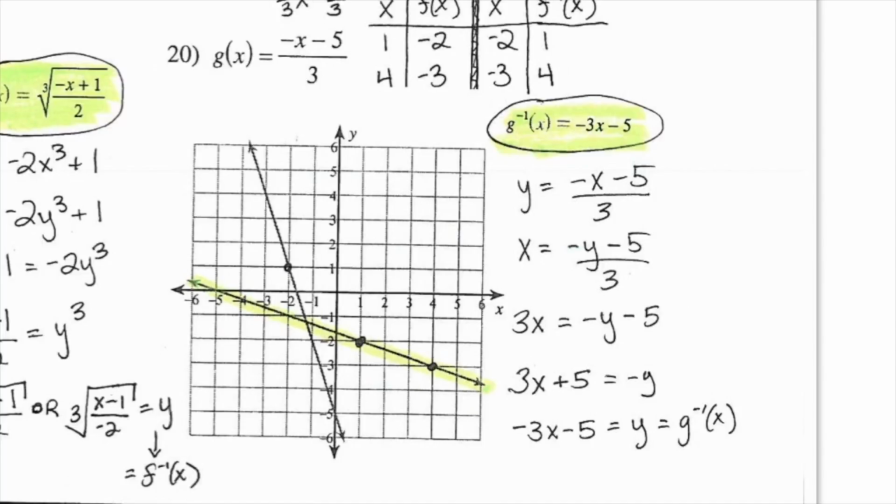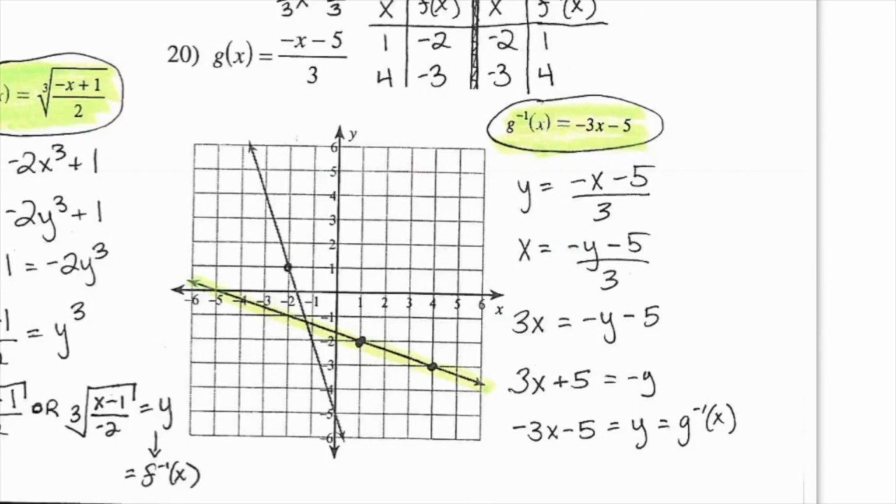Let's go to number 20 finally here in our homework walkthrough review video. Number 20 is another rational function. If I take this original function here, it is actually a linear function because there's not a variable in the denominator, so 3 divides nicely into each of these terms. So we get a negative 1/3 x and a minus 5/3. So this is a linear function to begin with.